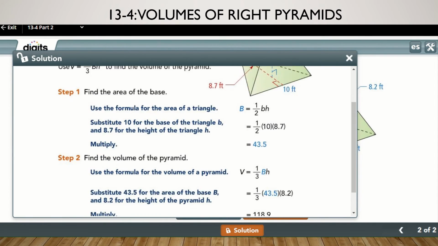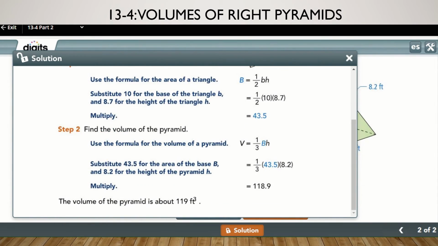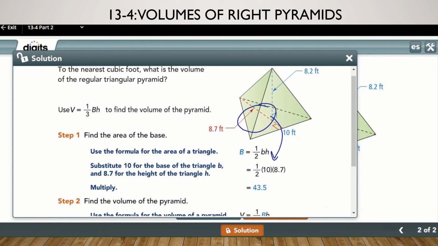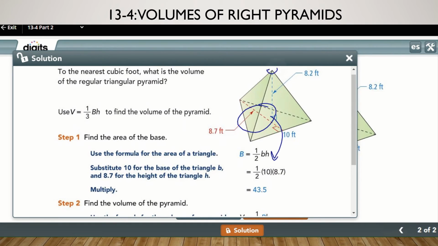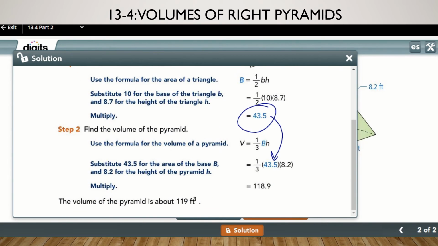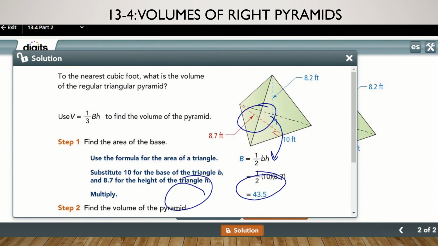Now we have to use the volume formula. You substitute in this number for the area of the base. Remember, the height of the pyramid goes from the very top straight down to the bottom. So that is the height of the pyramid. Then you multiply all of that together. You get 118 9/10 feet cubed. But you have to round, and we end up with 119 feet cubed.